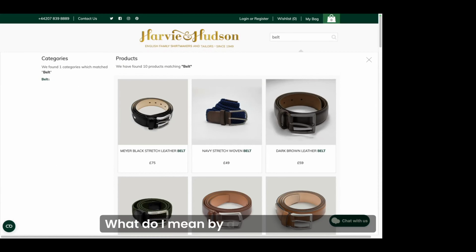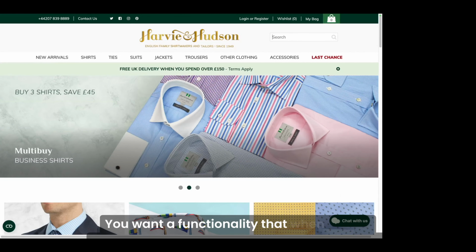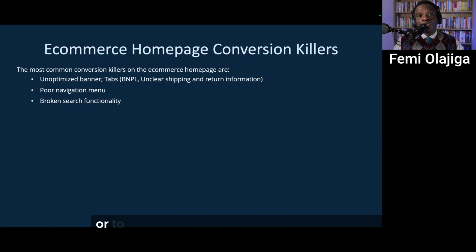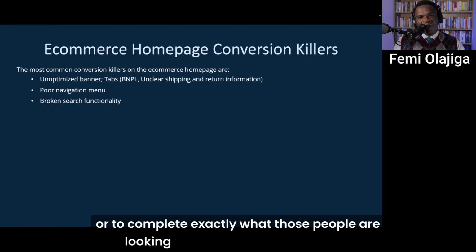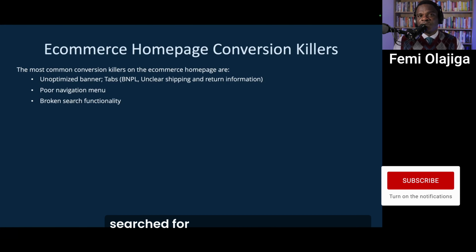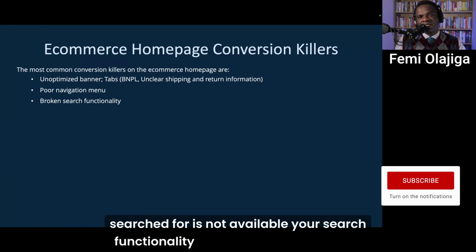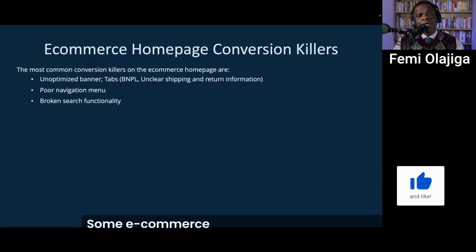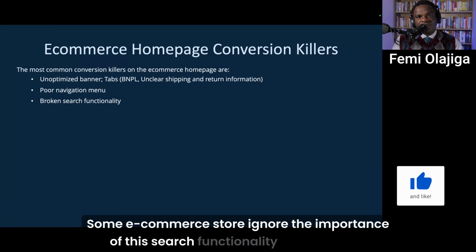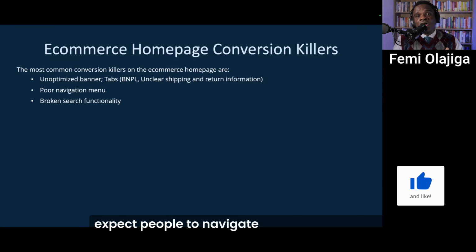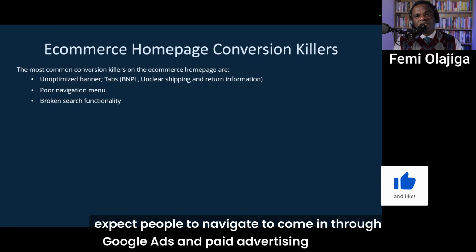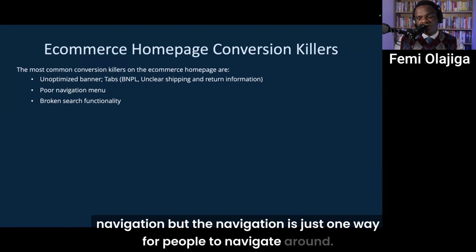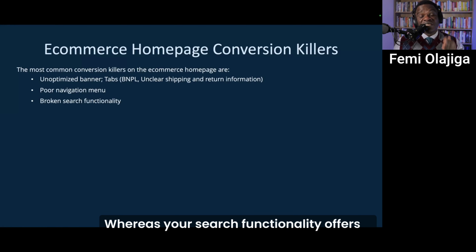What do I mean by a search functionality? You want a functionality that when people type, your search feature on your e-commerce store is able to auto-complete exactly what those people are looking for. And if that item that they searched for is not available, your search functionality, if it's not broken, should be able to recommend similar or related products. Some e-commerce stores ignore the importance of this search functionality because they expect people to come in through Google Ads and paid advertising and use the navigation. But the navigation is just one way for people to navigate around, whereas your search functionality offers a faster way.